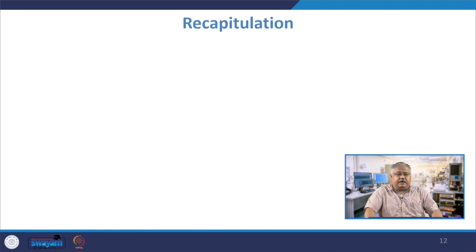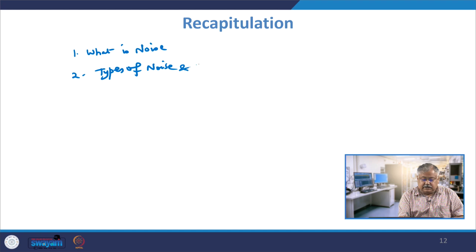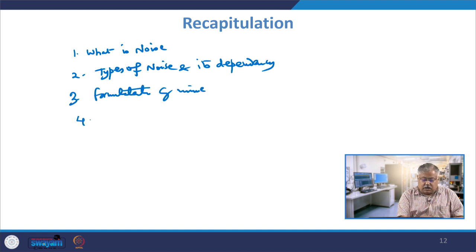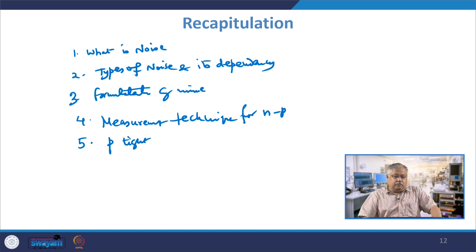With this, let me recapitulate what we learned in the present half an hour. The first thing is we understood what noise is, right. We also understood various types of noise and their dependencies. Then formulation of noise, and basic measurement technique for both N and P. Fifth, we saw that P was more tightly bound in terms of variation, whereas N was slightly deviating from its path, both at 10 Kelvin and also at 300 Kelvin.